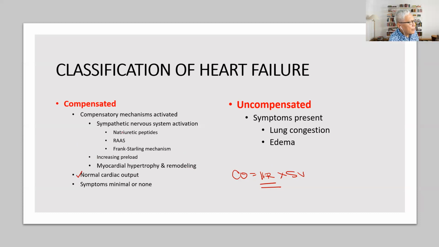But there are also other compensatory mechanisms, and that's activating the sympathetic nervous system. And there are several things that can be activated in the sympathetic nervous system. One of them is actually releasing natriuretic peptides, and I will talk more about these natriuretic peptides in a little bit. But the other one is the renin-angiotensin-aldosterone system. What is the renin-angiotensin-aldosterone system?